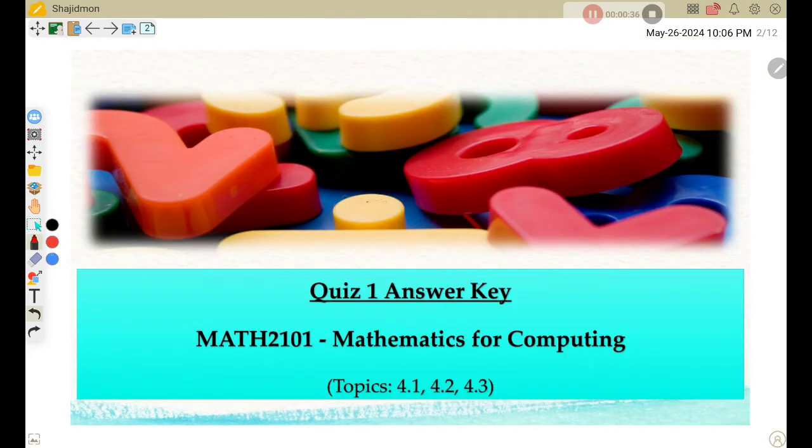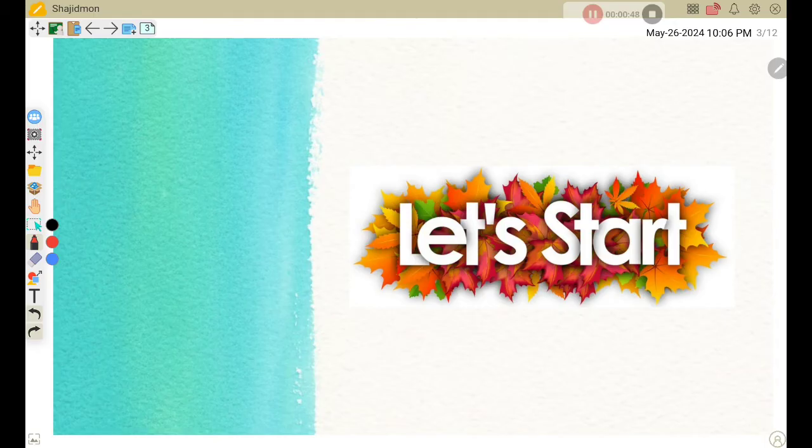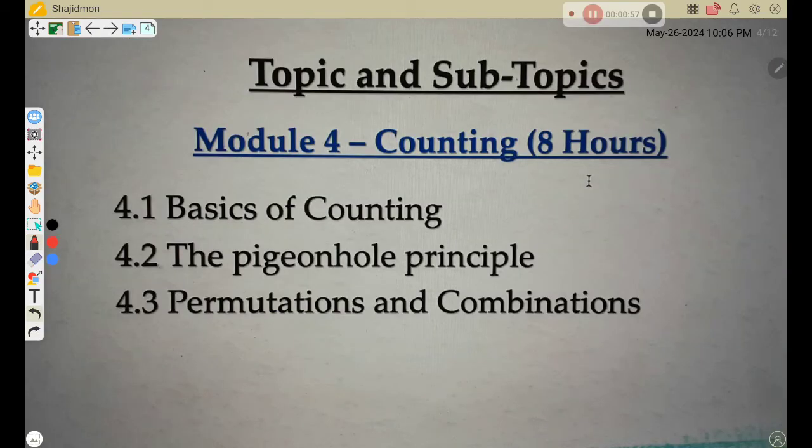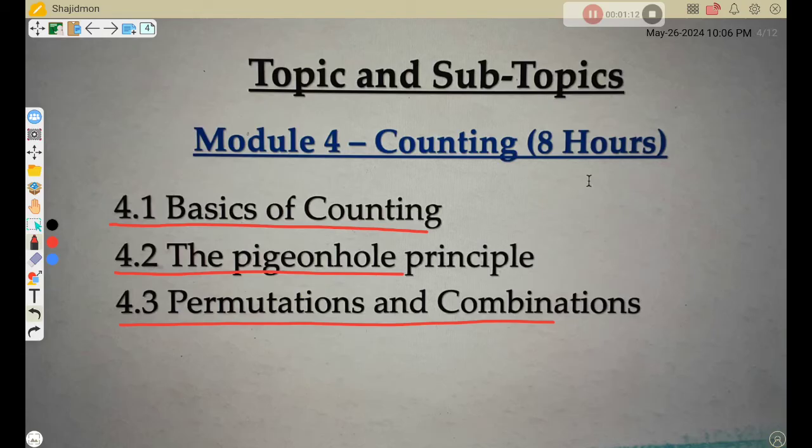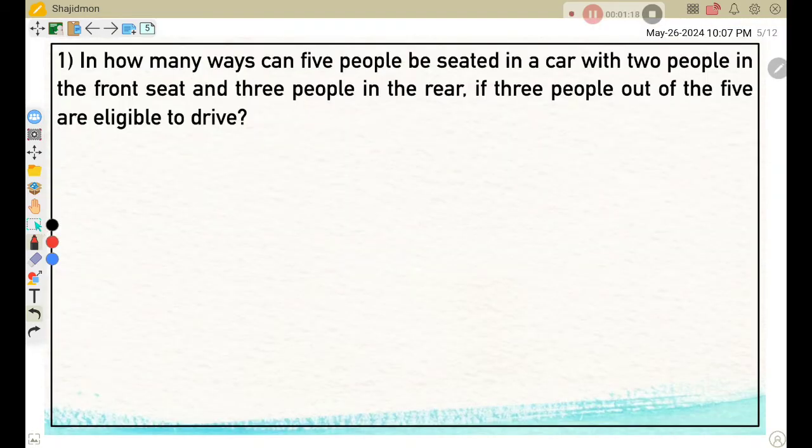So quiz 2 answer key, here we are discussing mathematics for computing. The topics are 4.1, 4.2 and 4.3. So let's start the questions. What were the questions in the second quiz, that short test? There are questions from the topics basics of counting, pigeonhole principle and permutations and combinations. These three topics, that means the fourth module, counting, 4.1, 4.2 and 4.3. So let's start the questions here.